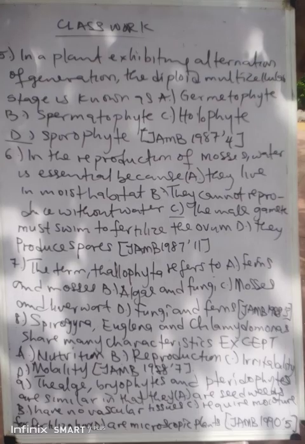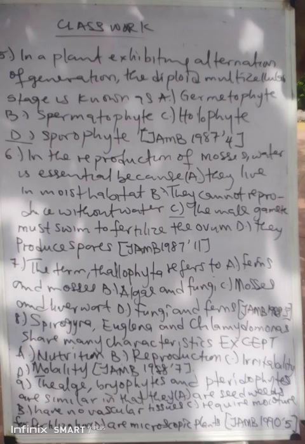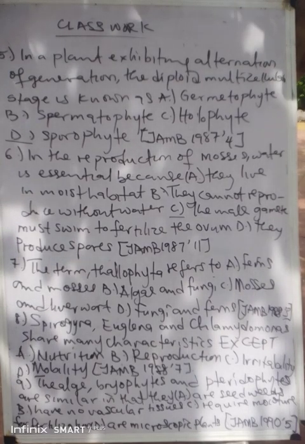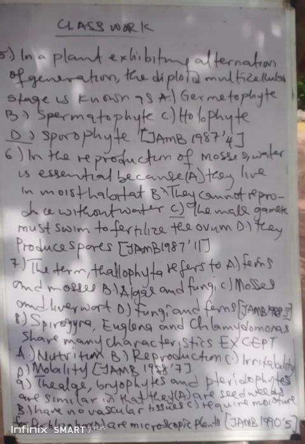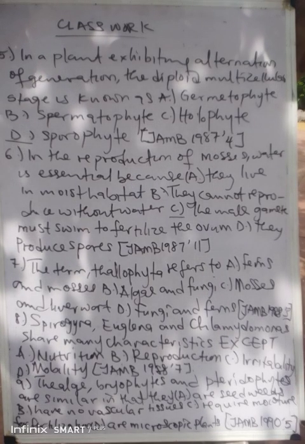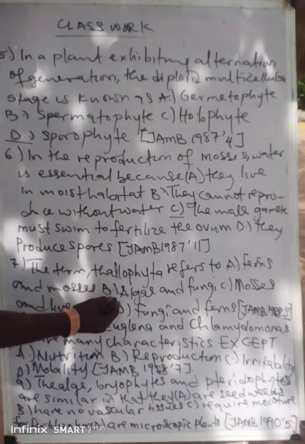Then another thing is that plants have cellulose cell wall, but fungi have chitin cell wall. Are we there now? So that is why they now remove fungi totally from the plant kingdom. But in the context of this exam, what will now be your answer? That is algae and fungi, and that is option B.